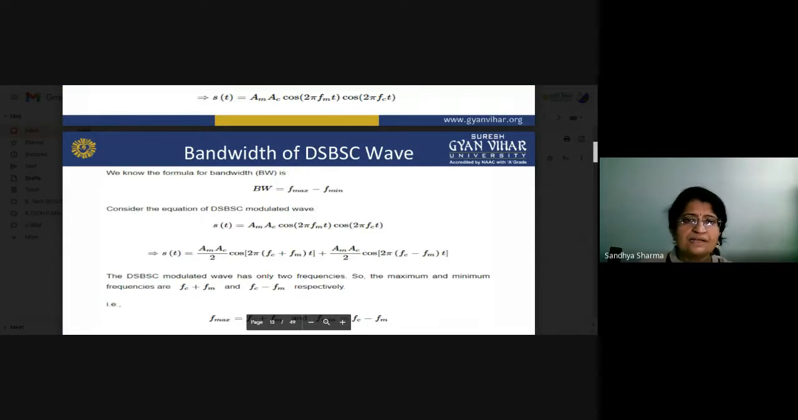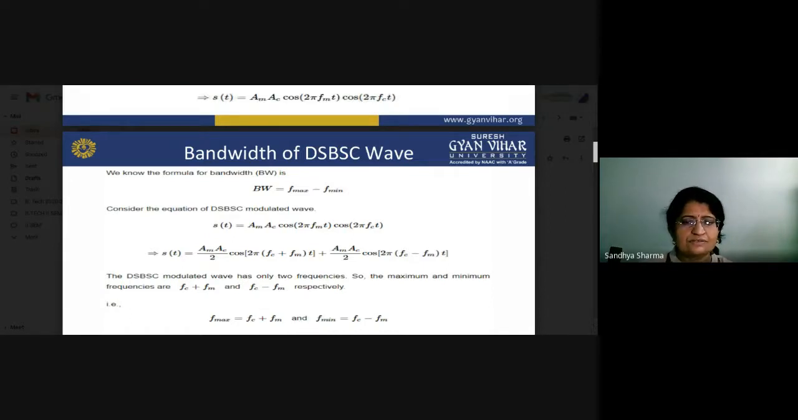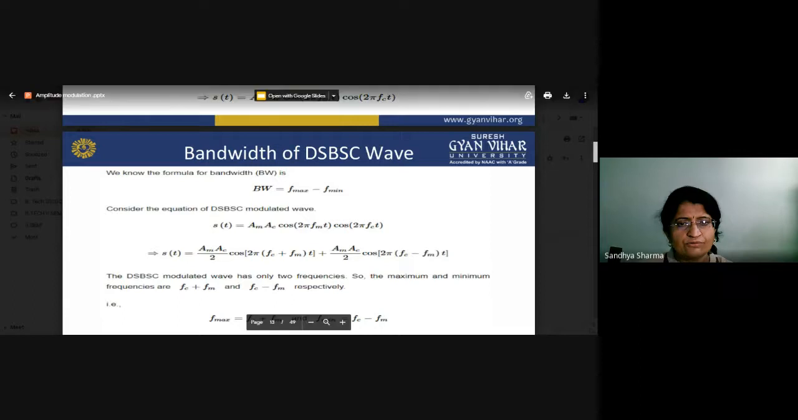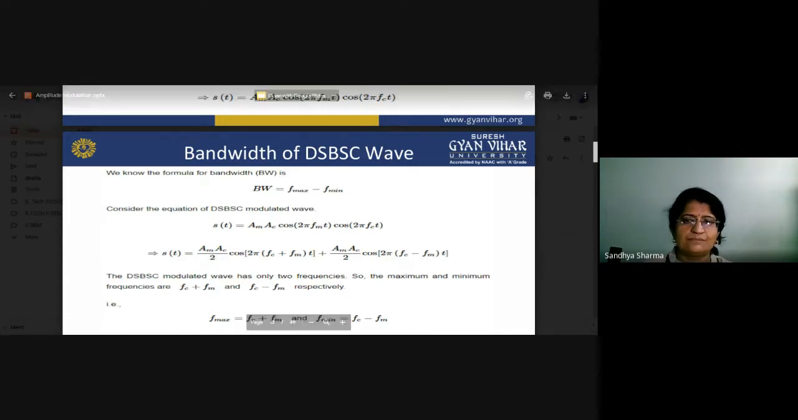Now we will again calculate. This is the product of signals, so you can put the basic equation for cos C and cos D. According to that you will get this type of equation: Am Ac by 2 cos 2 pi (fc plus fm) and (fc minus fm). Means there are two sidebands, the maximum and minimum frequencies, fc plus fm and fc minus fm.